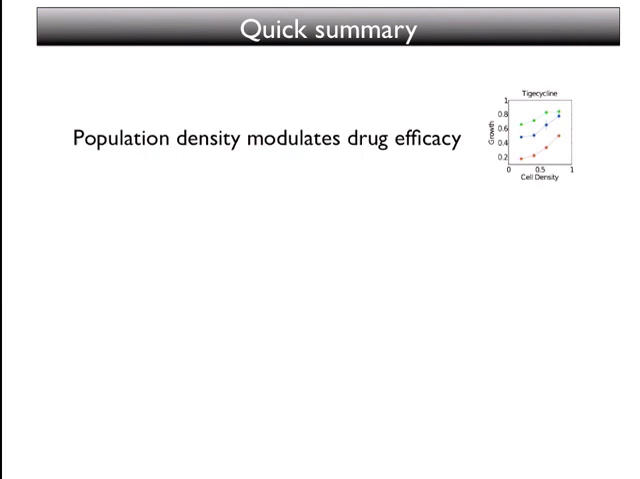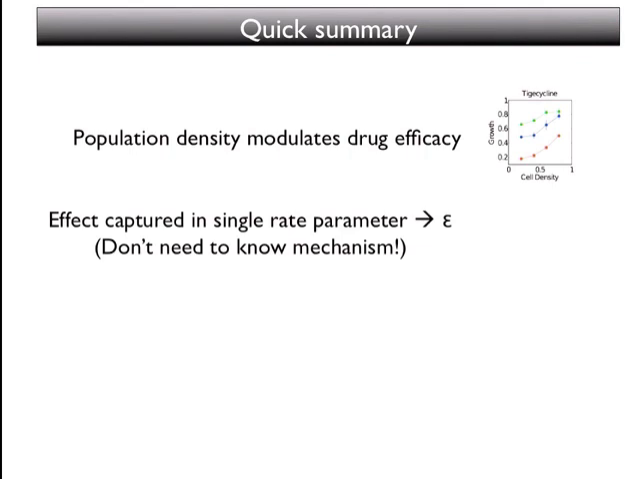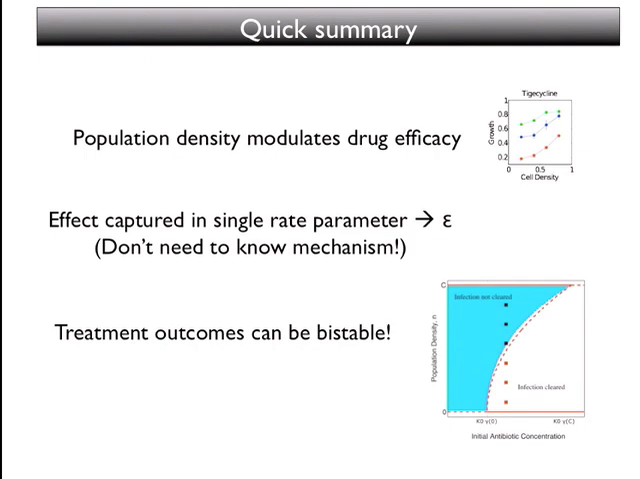So just a quick summary now, and then I might spend a few minutes on the final thing, but a couple things I'd like you to remember. Population density modulates drug efficacy. Doesn't seem to be particularly rare. We can capture this effect in a single parameter, right? It's kind of nice. We don't need to know the mechanism to measure this parameter. Once you measure the parameter, you can build mathematical models that make predictions, right? Even without knowing the mechanisms. One of those predictions is that treatment outcomes can be bistable.